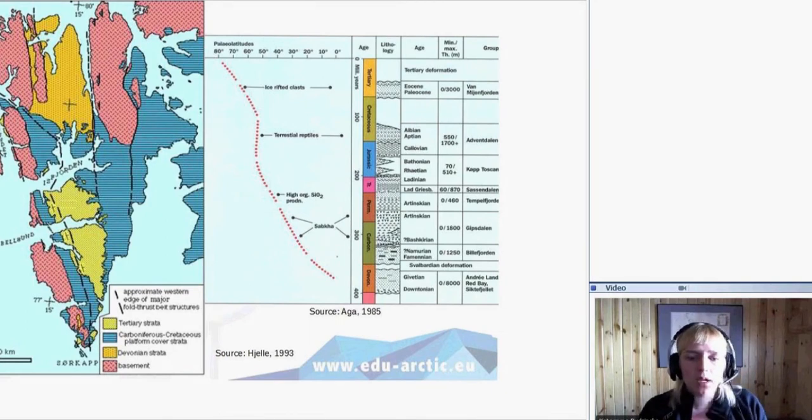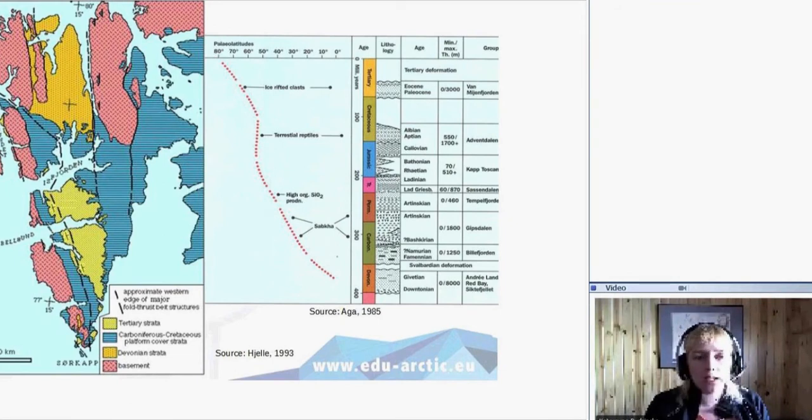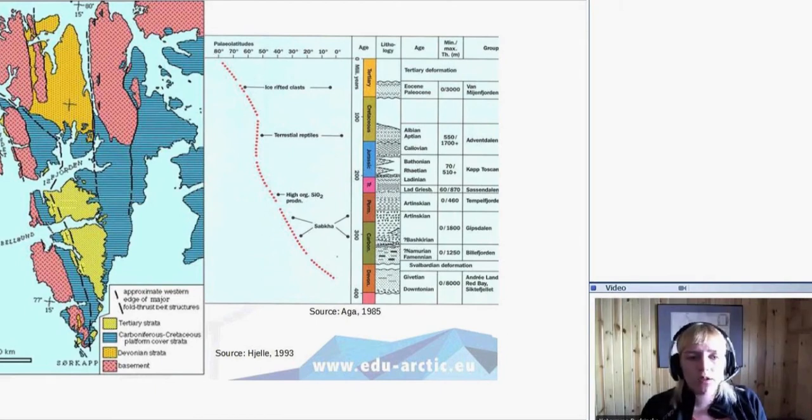Later on, as Svalbard was moving towards the north, its climate was switching towards a more tropical climate, and you can find fossils of trees preserved in rocks. You can see carbon, you can see coal in the rocks. I don't know if you have heard about it, but in Svalbard there is a mining industry, coal mining. So we are extracting this coal from the rocks.